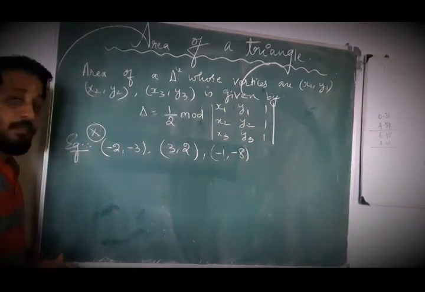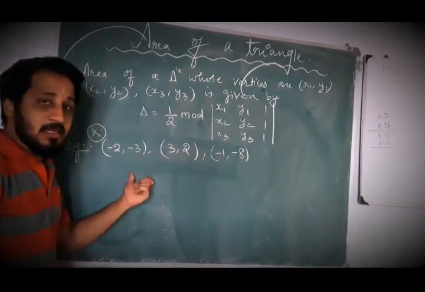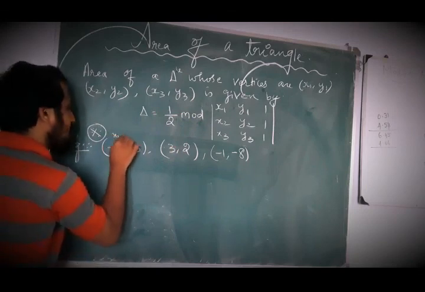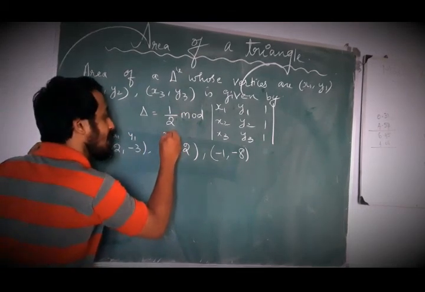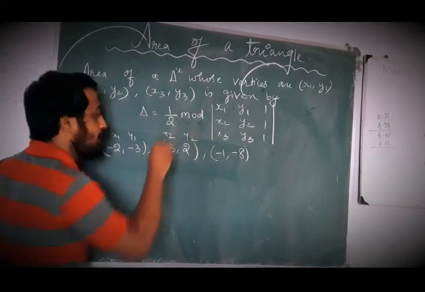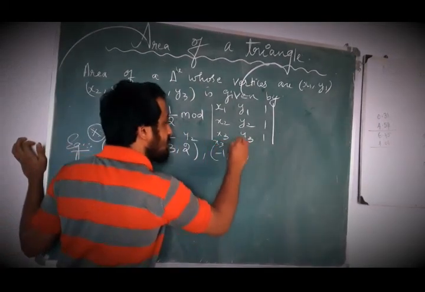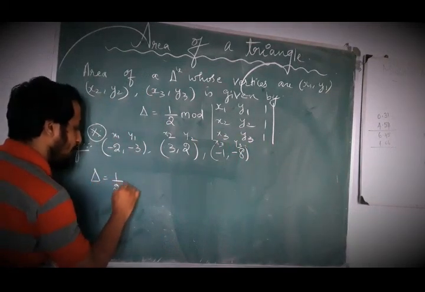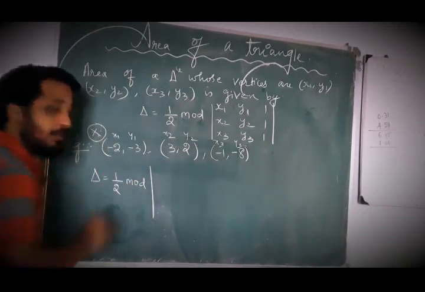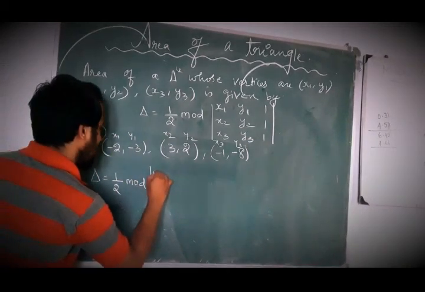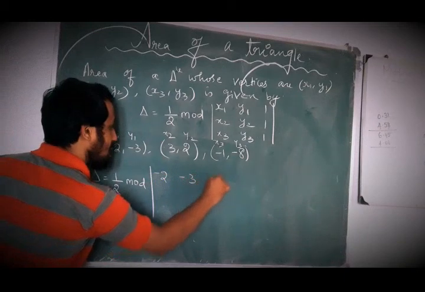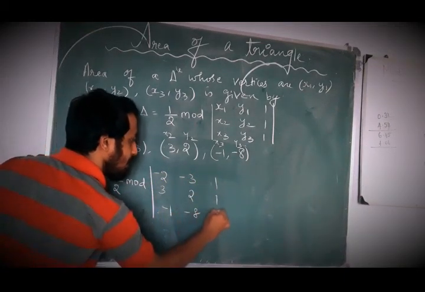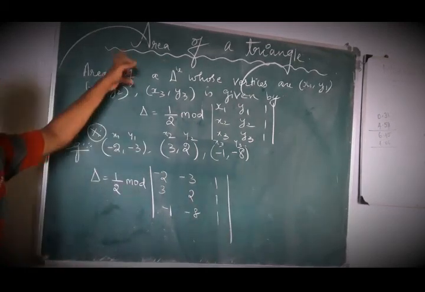Now, for example, these are only 3 points. We have to find the area of the triangle using this concept. So here x1 is minus 2, y1 is minus 3, x2 is 3, y2 is 2, x3 is minus 1, y3 is minus 8. So substituting, delta is equal to 1 by 2 into modulus of the determinant x1, y1, 1. So minus 2, minus 3, 1, 3, 2, 1, minus 1, minus 8, 1. Very important concept, area of the triangle.